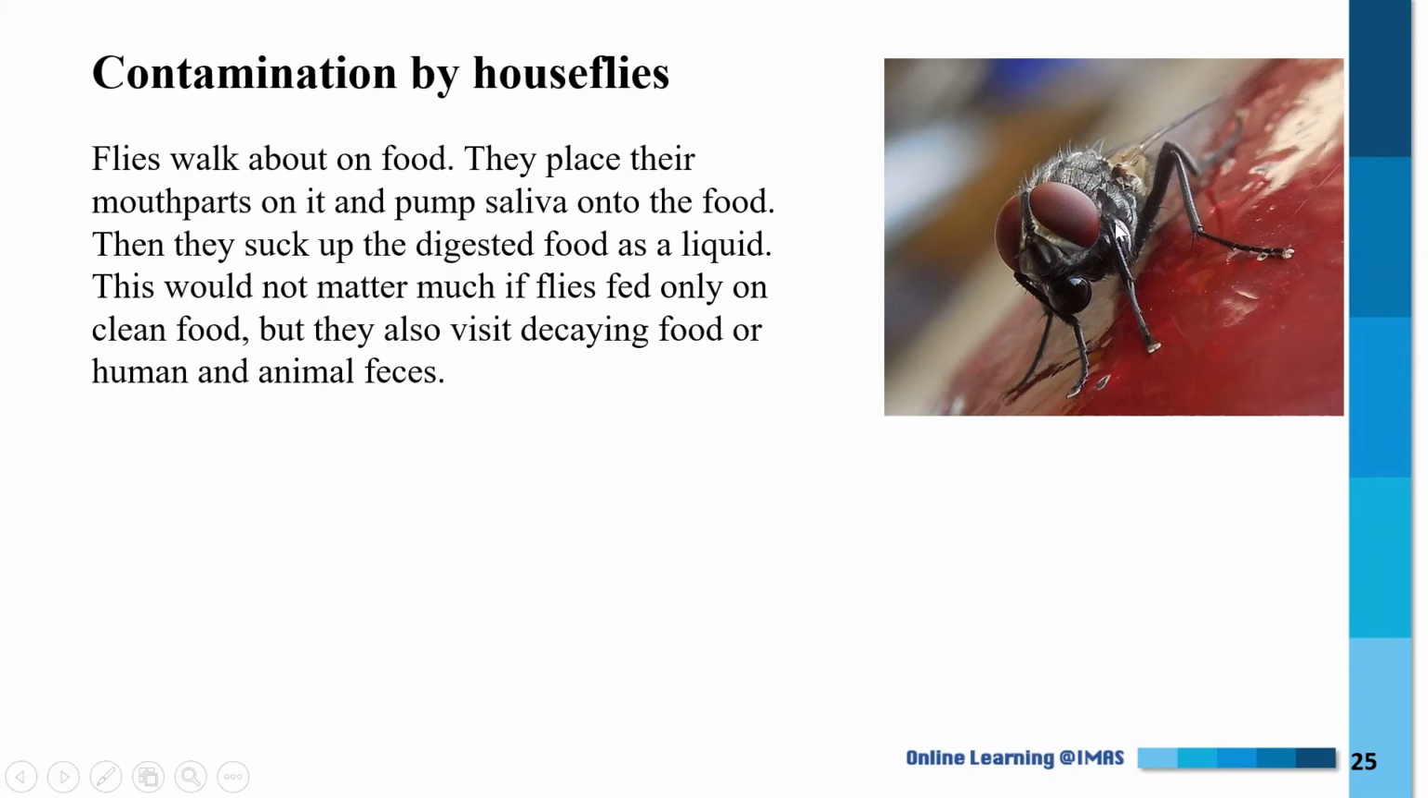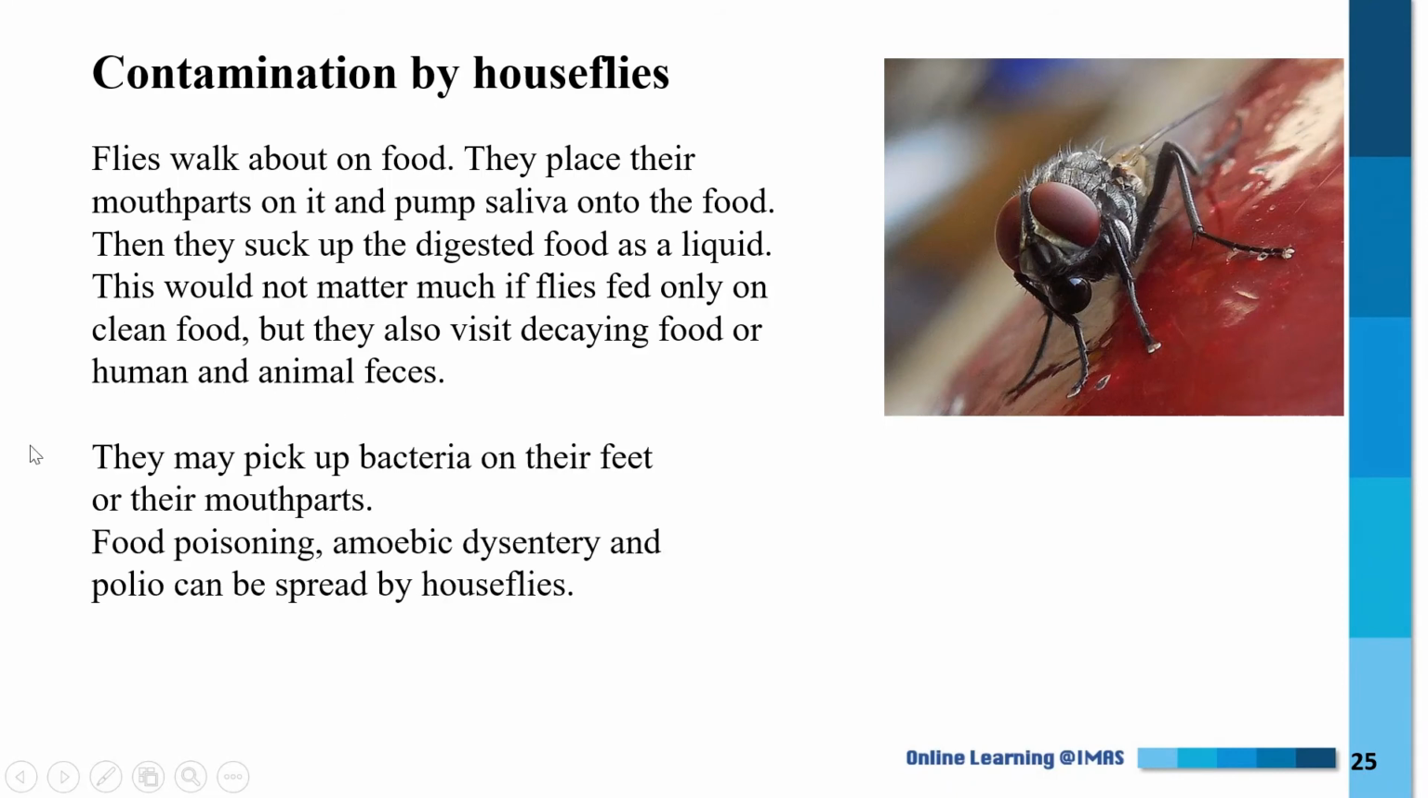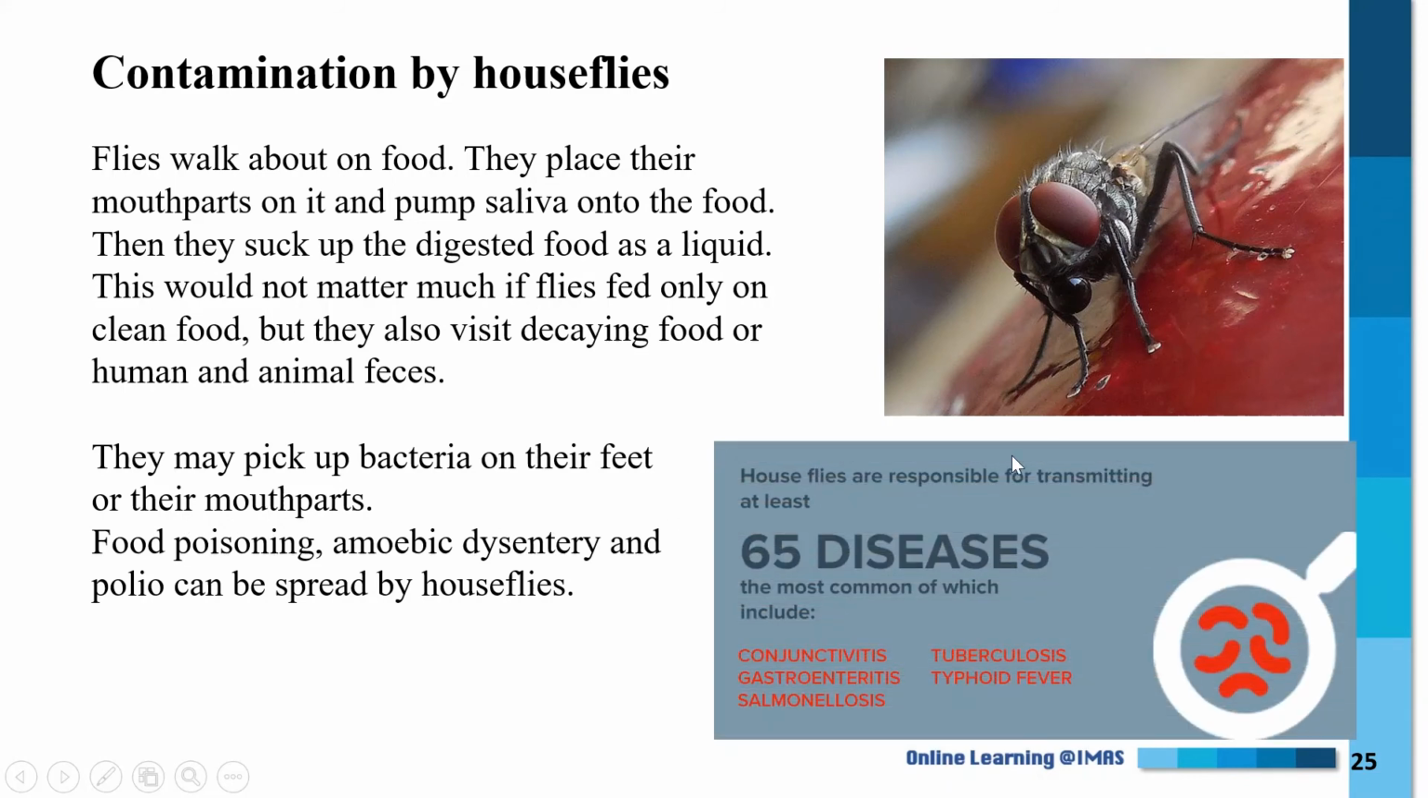So the house fly can transmit a lot of diseases. They can also visit decaying food or human and animal feces. Imagine the fly lands on the feces, then comes onto your food, then your food is already contaminated. They may pick up bacteria on their feet and mouth parts, and there are about 65 diseases transmitted by flies. So you have to be very careful. If you leave any food on the table, you have to cover it so the flies cannot land on it.